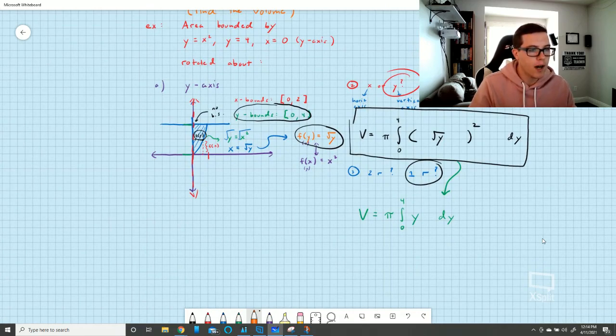Antiderivative of y is y squared with a half in front, evaluated from 4 to 0 with a pi in front. So plug in 4, you get 16, because 4 squared is 16, divided by 2 is 8, so the answer looks like it is 8 pi.